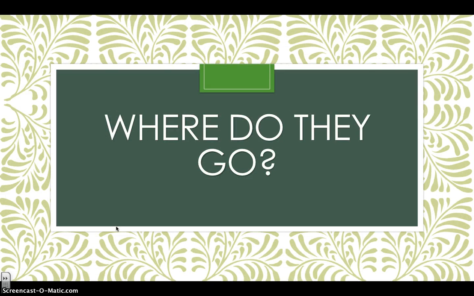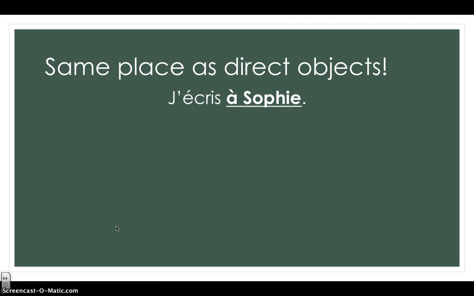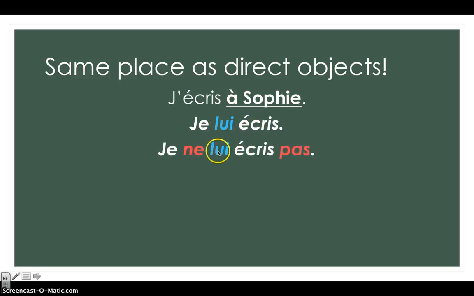Where do they go, madame? Where do these indirect objects go? The same place as a direct object. So here's my basic sentence. J'écris à Sophie. I write to Sophie. Watch it as we go through the different situations. Je lui écris, present tense. I'm replacing à Sophie with lui. Here's my verb. Negative, the lui and écris stay together. Je ne lui écris pas.